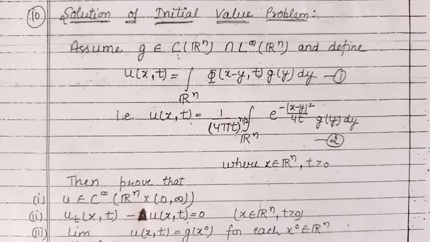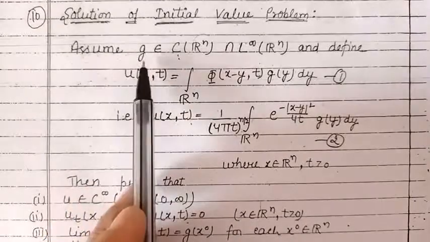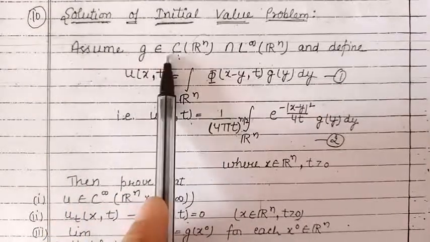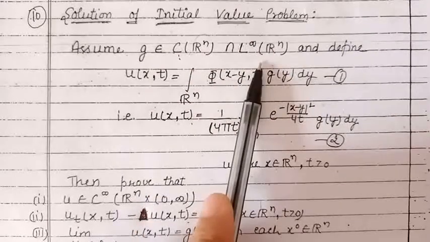Good morning, students. Our today's topic is the solution of the initial value problem. This problem is also called Cauchy's problem, and this is an initial value problem for the heat equation. Here we have a function g which belongs to the intersection of two function spaces.